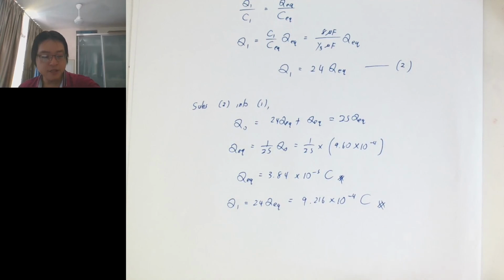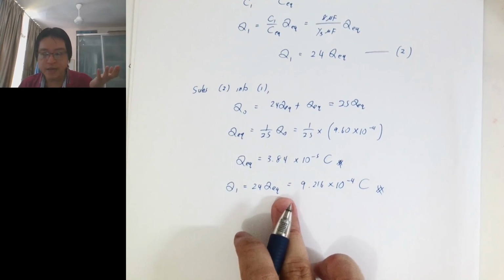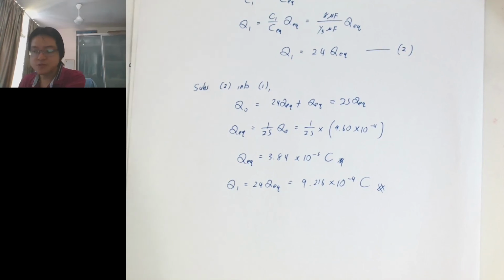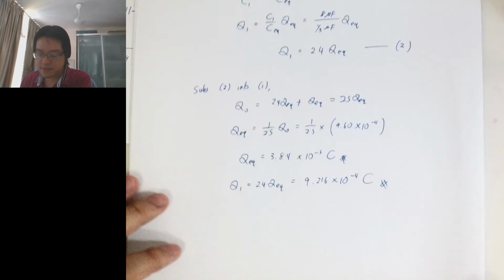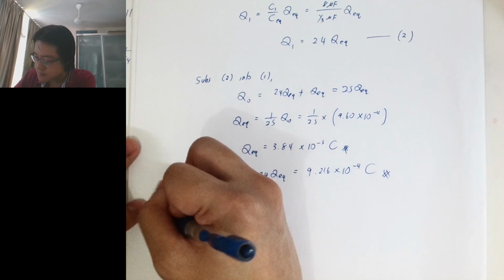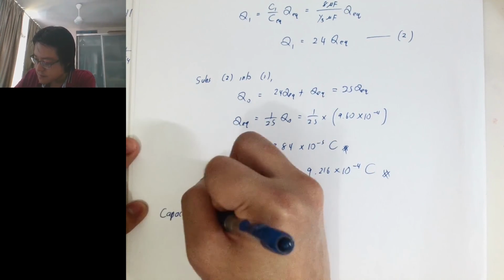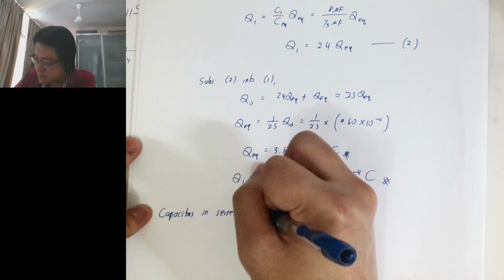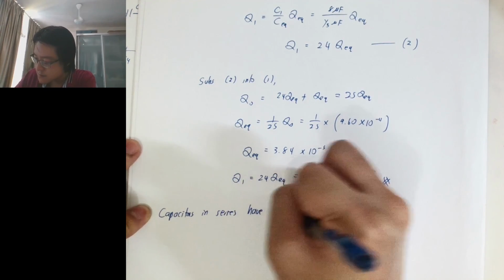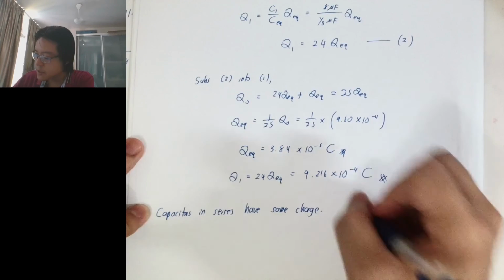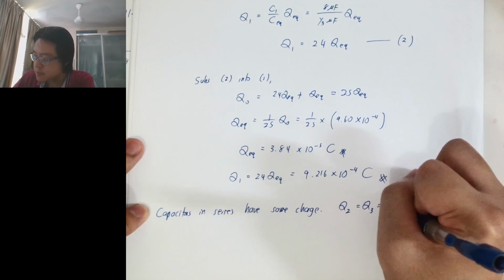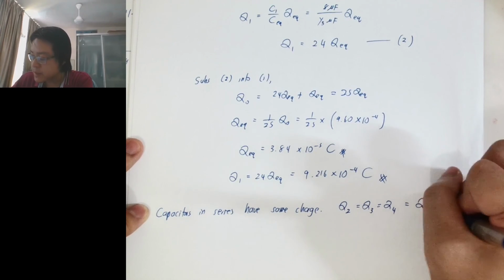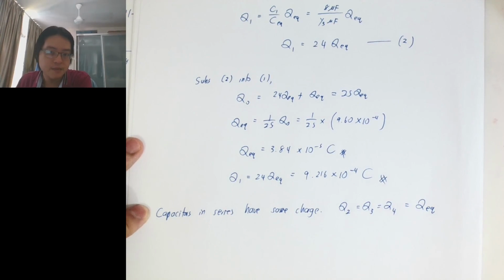And once we have found the final charges, well, that is Q equivalent, right? But what is the charge on C1, C2, C3? It is the same, because capacitors in series have the same charge. So in other words, the charge on capacitor 2 will be in series with capacitor 3, in series with capacitor 4. And it will be the same as the equivalent charge on the equivalent capacitor.